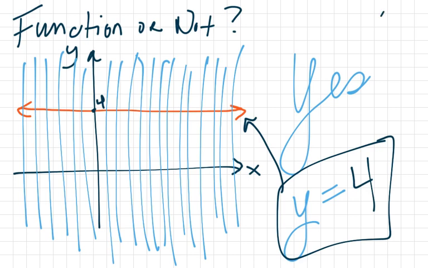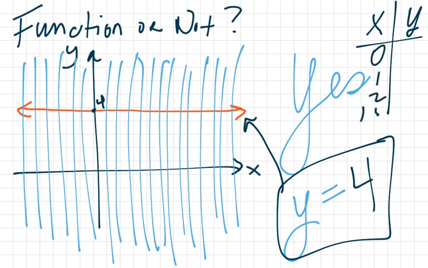So if I were to write that in a table, I would have my x values and my y values. My x values could be anything: 0, 1, 2, 1.5, 7, 1,000. What this function means is that no matter what my input is, my output is always 4. It's always a constant value. And so that's what my table would look like for a function like this.